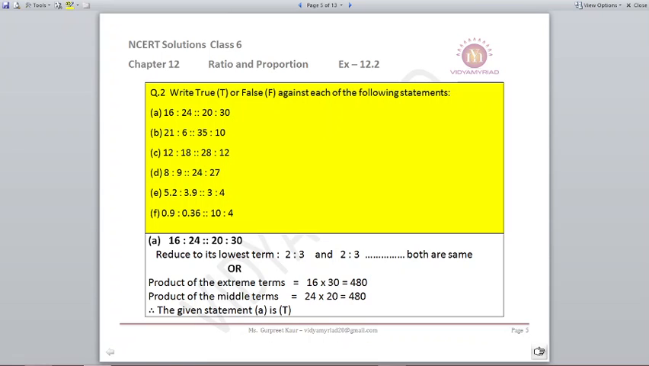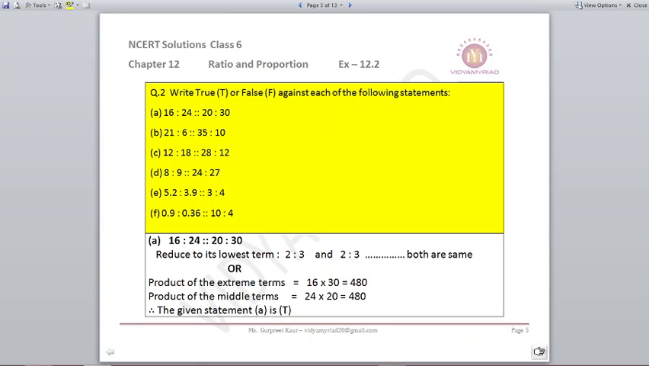The second way, you can do any of the methods, whatever you find easy. We will do the product of the extreme terms and the product of the middle terms. Extreme means absolutely on the right and on the left, and middle means in the center. Let's do it. A part.